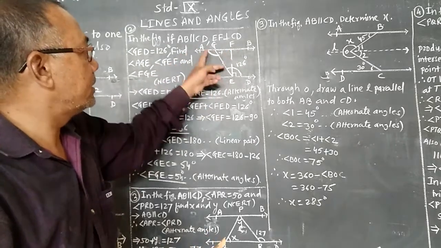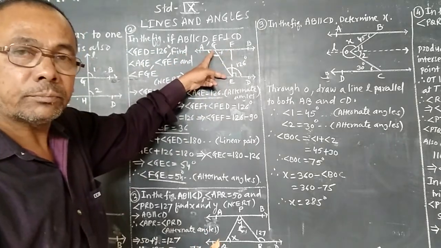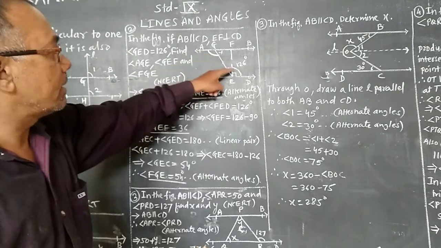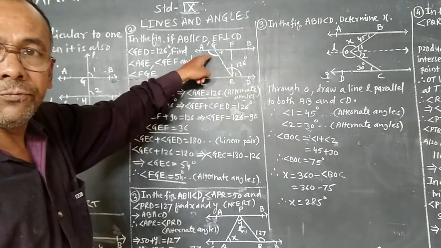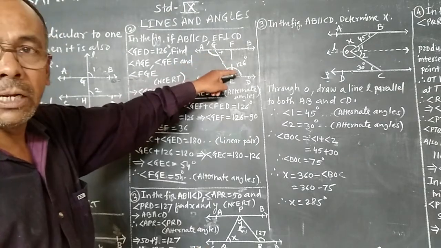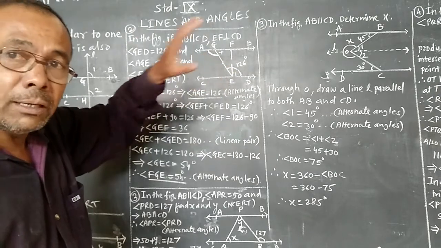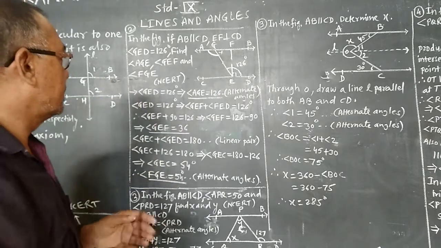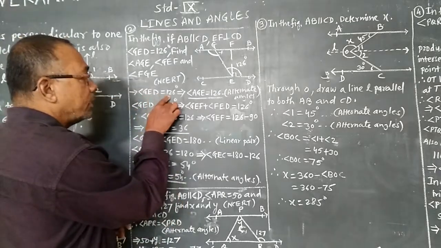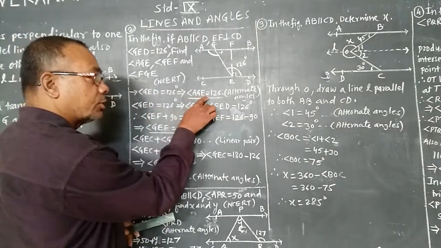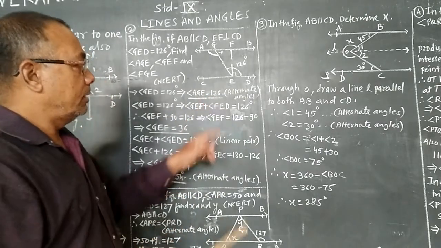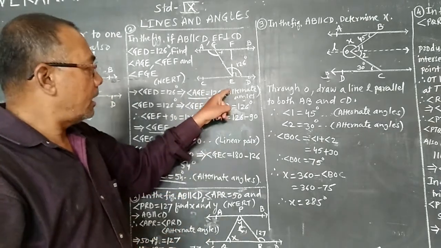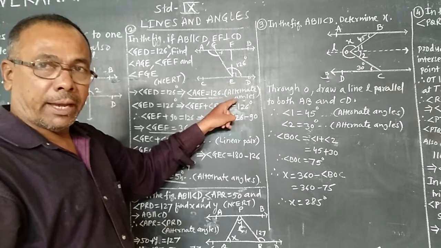of AB and CD. Transversal is GE, means here a Z is forming, and therefore these two angles are alternate angles, and alternate angles are always equal if the two lines are parallel. Here, if GED is 126, then AGE is also 126. Here, the reason is alternate angles.